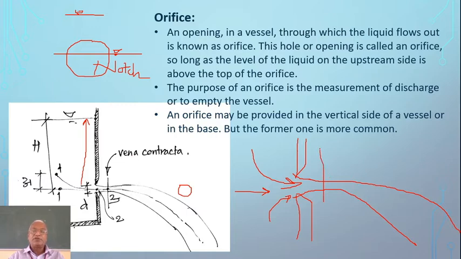Approximately, the position of this with respect to the opening will be D by 2, meaning if the diameter of the opening is D, the vena contracta is roughly at D by 2, right? So I have told that it is at section 3. Section 2 is exactly the opening, and 1 is somewhere inside.